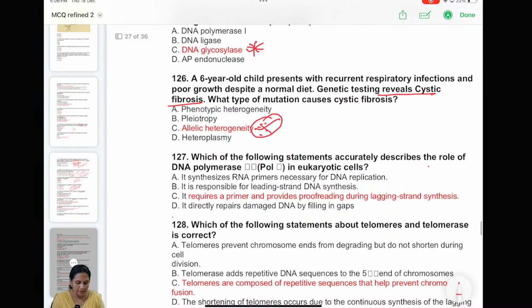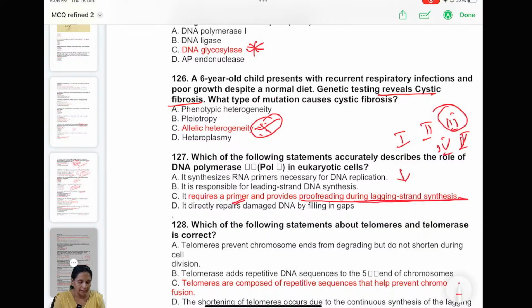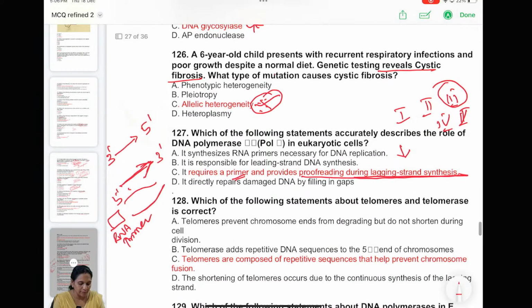Which of the following statements accurately describes the role of DNA polymerase in the eukaryotic cell? The DNA polymerases of eukaryotes are types 1, 2, 3, 4, and 5. The three mainly responsible for the polymerization reaction in eukaryotes require a primer and provide proofreading during leading and lagging strand synthesis of DNA. In replication, the 3' to 5' template is there, and it synthesizes the daughter strand in the 5' to 3' direction. It requires an RNA primer and also performs the proofreading mechanism. The leading strand will be continuous; the lagging strand will be semi-discontinuous. These are the Okazaki fragments.